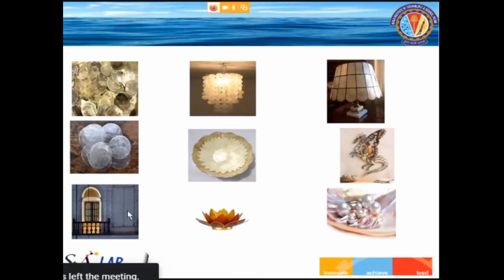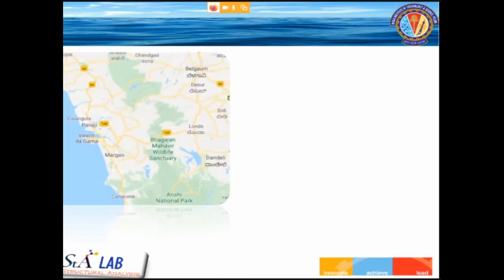So this is a picture of a typical window pane, and these are the window pane oysters which had been strung together. Now, not just the window panes, these oysters were also used for making chandeliers, they were used for making decorative items and a lot of stuff. Now, these window pane oysters were actually a very frequent sight in Goa.